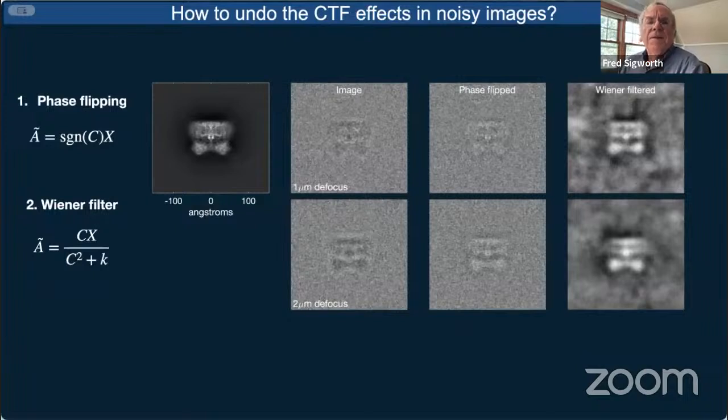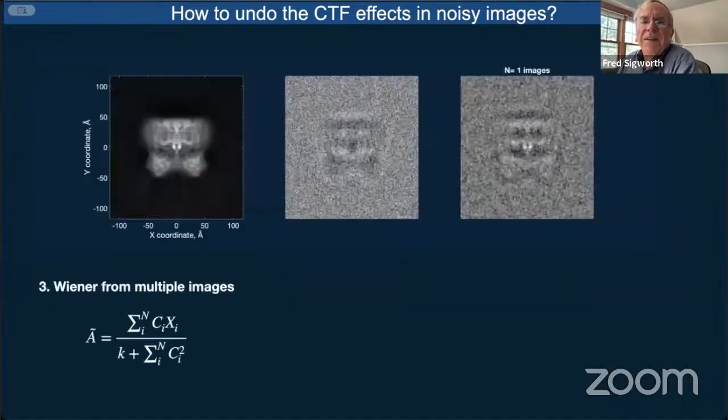But what we really want to do is recover the original object from really noisy images. So here's what happens if you took that object. Here's at 1 micron defocus, 2 microns defocus. You can see why 2 microns defocus is nicer, because you can see those low frequency components better. You can see the object better. So what you can do is you do a Wiener filter with an optimum choice of this Wiener constant, and you kind of recover the original object from a single image.